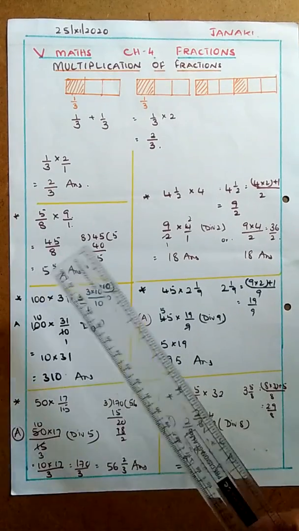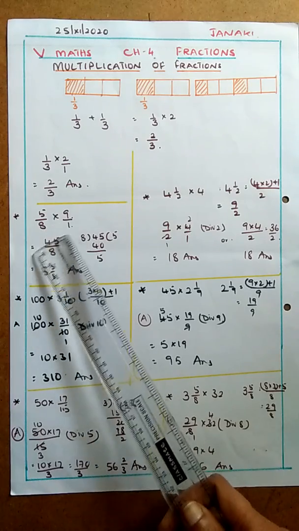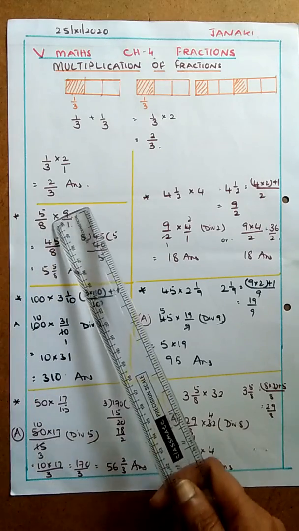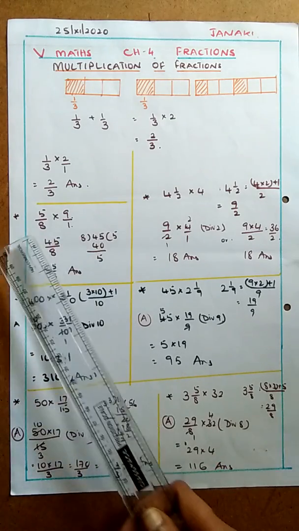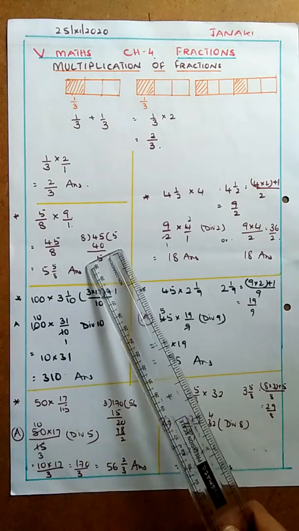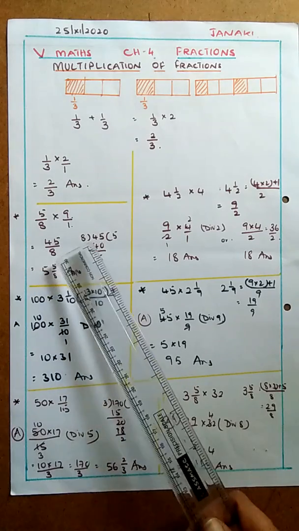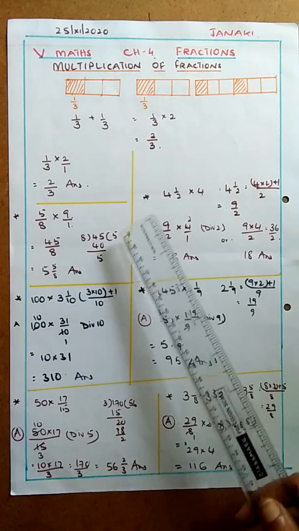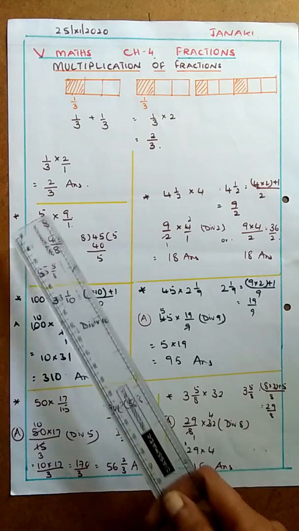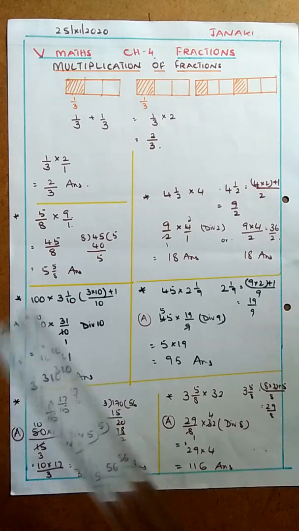Now let us move on to another example. 5 by 8 multiplied by 9. Now write 9 as 9 by 1. Now you have two fractions, isn't it? Now multiply both the numerators. 9 5s are 45, 8 1s are 8. But here you got an improper fraction. Convert it into a mixed fraction by dividing by 8. 45 divided by 8: 8 5s are 40, 5 is the remainder. So you write it as a mixed number, 5 5 by 8. So if you take 5 by 8 and multiply it by 9, you get 5 5 by 8.